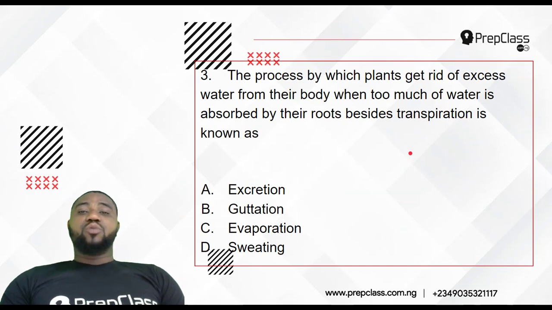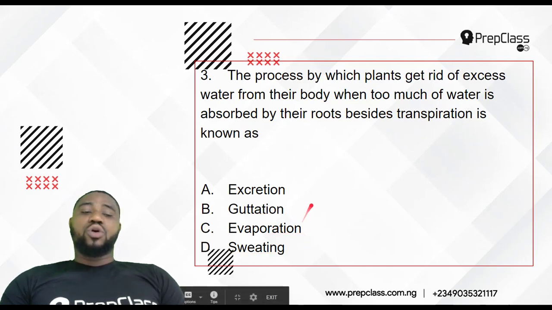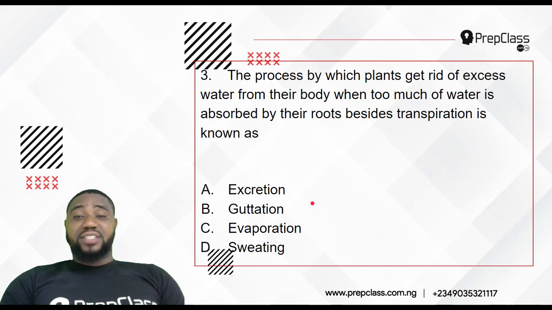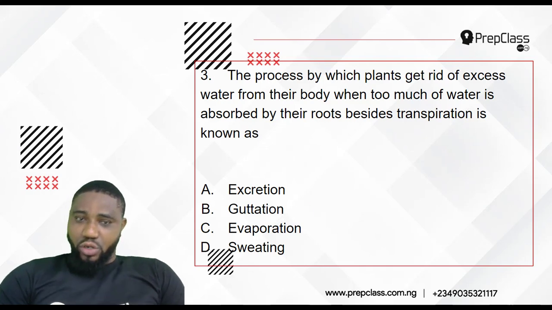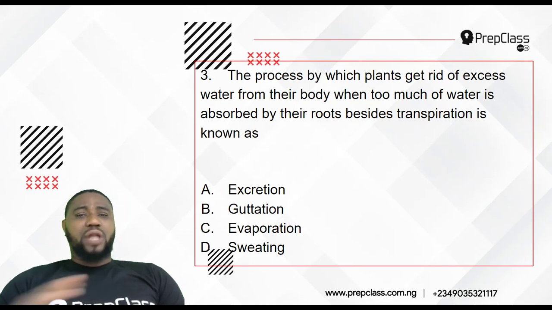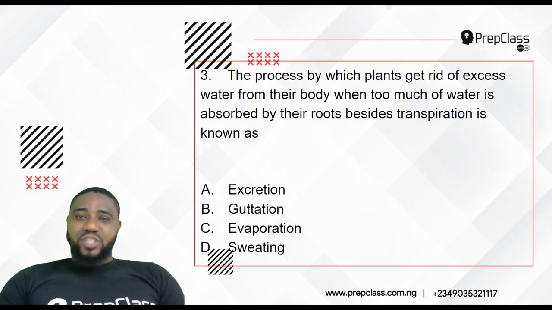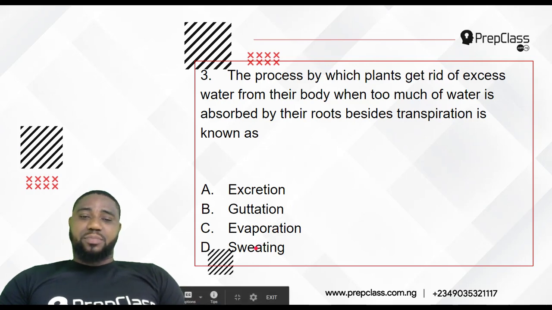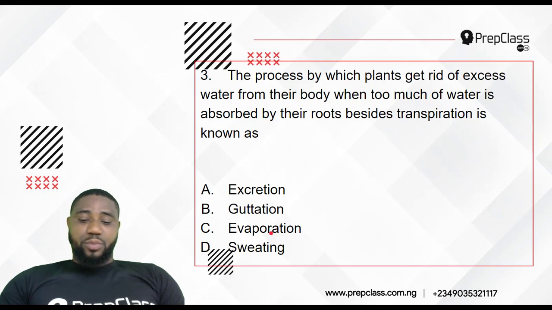3. The process by which plants get rid of excess water from their body when too much water is absorbed by their roots, besides transpiration, is known as: is it excretion, is it guttation, is it evaporation, or is it sweating? Now, we know that the process whereby plants remove excess water from their leaves is known as transpiration. But they are telling us, besides transpiration, which other process can plants use to remove excess water from their leaves? Of course, you should know that plants do not sweat. It's only animals that do that, especially vertebrates. Evaporation, no, you can't see evaporation.